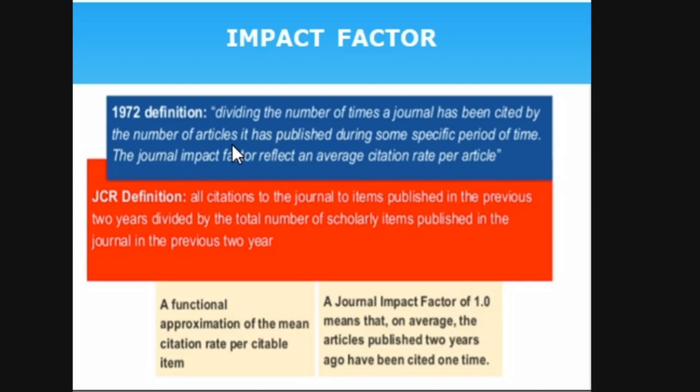Before that, take a look at this particular sentence: a journal impact factor of 1.0. Let it be any journal. It is saying that it has impact factor 1.0. What is the meaning of that 1.0? It means that on average, you know what is average, right? Mean. On average, the articles published 2 years ago have been cited one time.